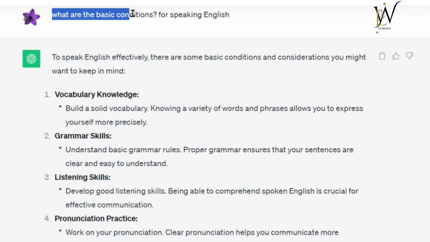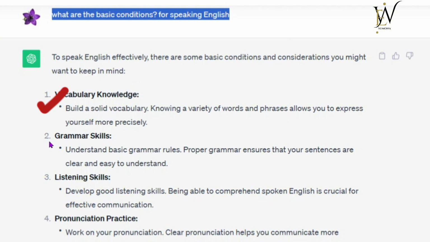My first question is, what are the basic conditions to speak in English? They suggest to speak English effectively, there are some basic conditions and considerations you might want to keep in mind. Number one, vocabulary knowledge. I always say simple and normal vocabulary is enough to start in a new language.